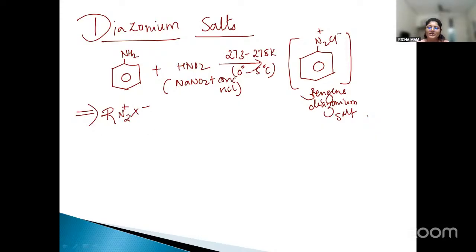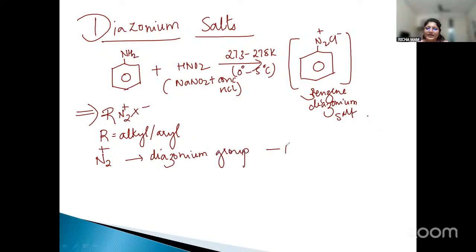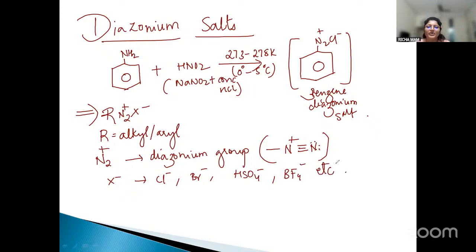So what are diazonium salts? The formula is RN2+ X-. Your R can be alkyl or aryl. N2+ is called the diazonium group, represented like this, N+ with a lone pair. And your X- can be Cl-, Br-, HSO4-, BF4-, etc. So this is about diazonium salt.